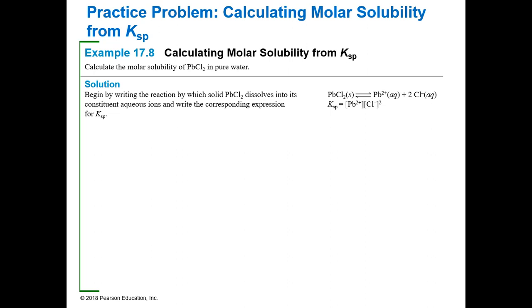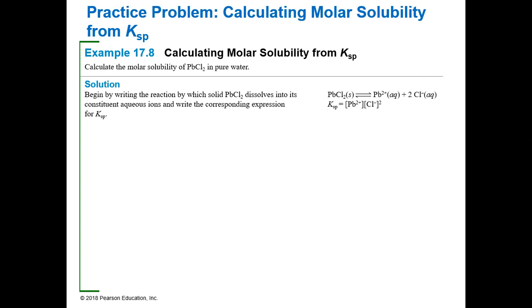So we can write the KSP expression, right? We can write our products divided by our reactants. So our products are our lead and our chloride raised to the second power, divided by, technically, right, it should be our reactants, but our reactant is a solid. Solids don't go in our K expressions, so it just ends up being our concentrations of our products.